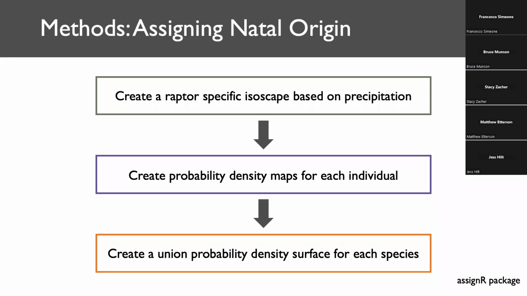So the real thing that we wanted to do here was to visualize where these natal origins were. So it's one thing to look at those numbers, but what do those numbers actually mean in terms of geography? So to do that, I created some maps, some isoscapes based on precipitation, created maps for each individual, and then combined those maps together to create maps for each species. So I'm going to walk through each of these individually. So if it doesn't make a whole lot of sense at the moment, that's okay.